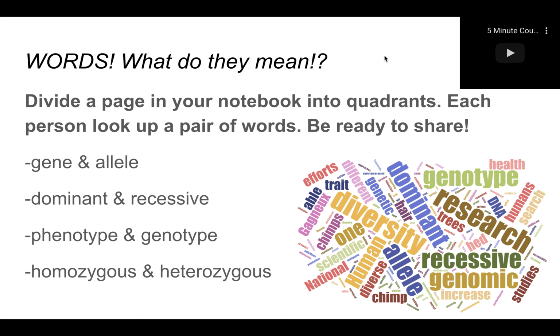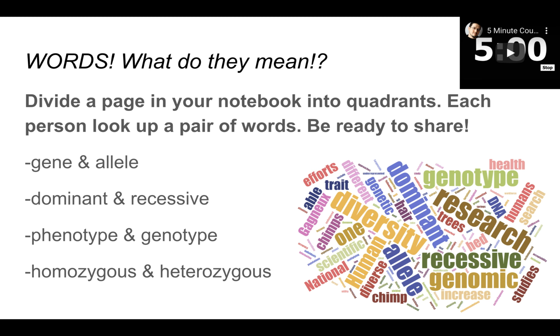So moving on, we're going to get to some vocabulary. Once again, I want you to pause this and do some research. Being active with this note-taking is going to help you remember it more than if you just take my definitions. I want you to divide a page in your notebook into quadrants. Originally, this would have been done as a group, but you can do this by yourself. These words sort of go together. Gene and allele can be in one quadrant. Dominant and recessive in another. Phenotype and genotype in another. And homozygous and heterozygous in another.